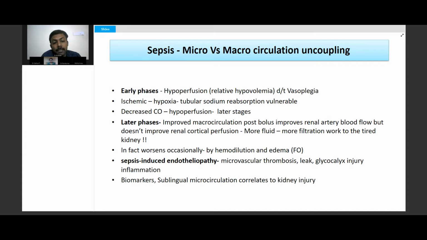And here again, sepsis-induced endotheliopathy is important. This endotheliopathy causes microvascular thrombosis, leak, and glycocalyx injury, causing more inflammation and cellular infiltration. So how to identify the kidney damage? Not by macro numbers. It's by biomarkers, urine output, and sublingual microcirculation. That correlates to kidney injury. That's what the study says.